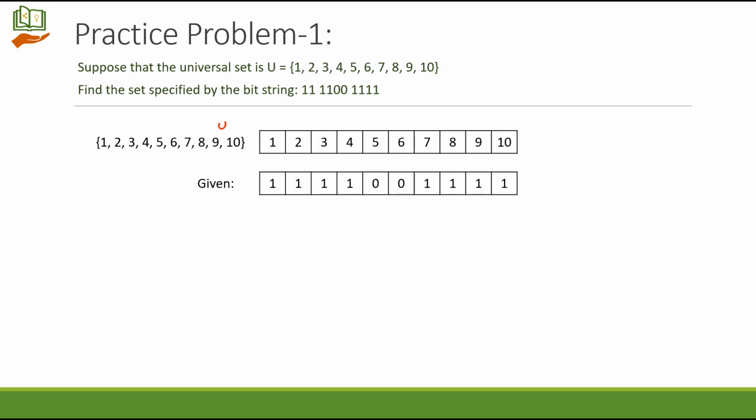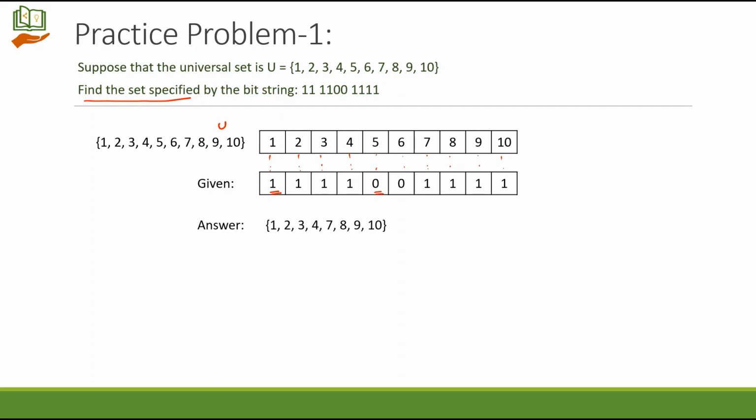Now you know where you have 1, so you have to just map it directly. What they have asked is to find the set specified by the string. We have to find what are the elements that are present in the set. Wherever you have 1, that element is present. Wherever you have 0, that element is not present.